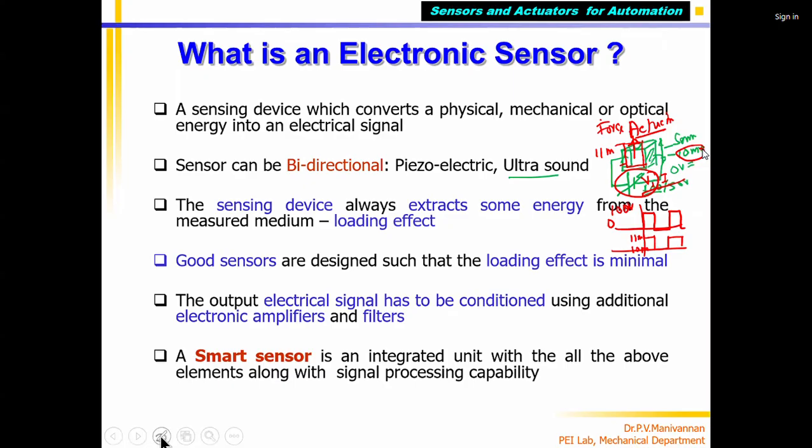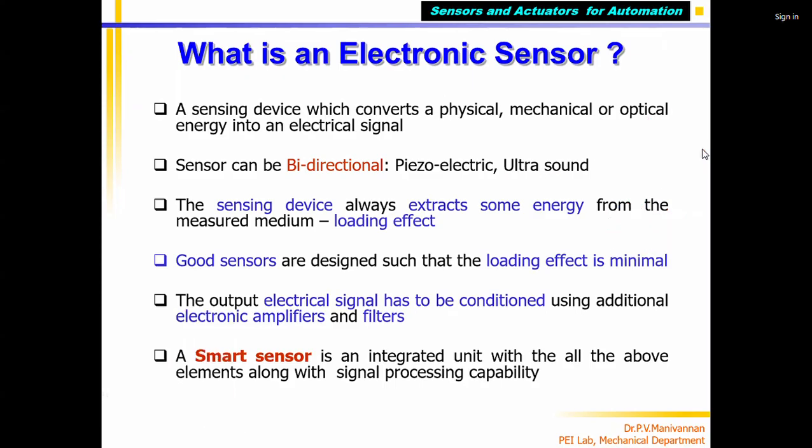So this kind of sensor or transducer is called bidirectional, because it can be used as a sensor as well as an actuator. Even the ultrasonic sensor is the same. If you apply electrical voltage to an ultrasonic sound sensor, it will vibrate and generate a sound signal. Only thing is the frequency is above 20 kilohertz. Generally the range for this is 20 to 50 kilohertz.